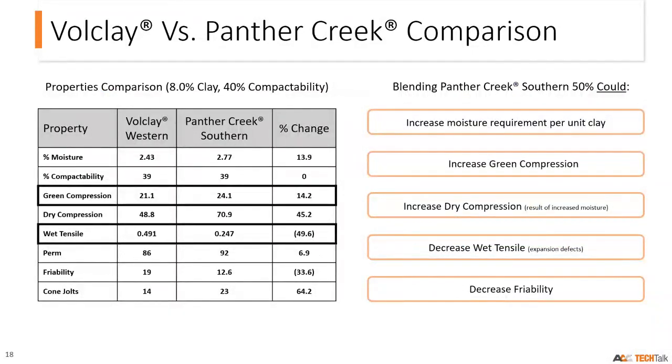Okay, a little more comparison here between ball clay and Panther Creek. This is a side-by-side comparison. There is nearly a 50% increase in the wet tensile of ball clay versus Panther Creek, and a 14% increase in green compression with the Panther Creek. Blending Panther Creek Southern 50% could increase moisture requirement per unit of clay. It will definitely increase ring compression, increase dry compression, decrease the wet tensile, and decrease the flat deformability.